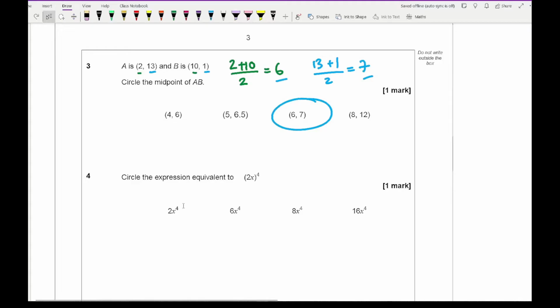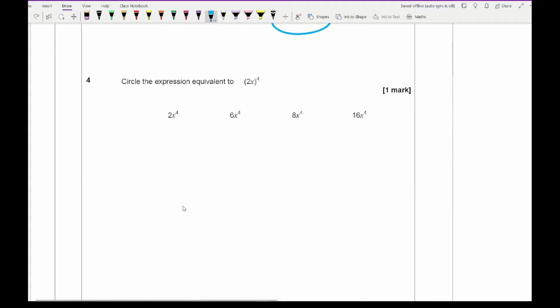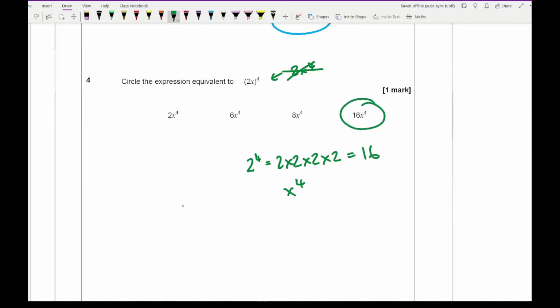Then for question 4, most people get this wrong because they think this is just going to be 2x to the 4, which is incorrect. What we need to remember is that we take the coefficient of x, which is the 2, and raise that to the power of 4 as well. So I've got 2 to the power of 4, which is 2 times 2 times 2 times 2, which is going to equal 16, and then I've got x to the power of 4, which means that the fourth option is our correct answer.